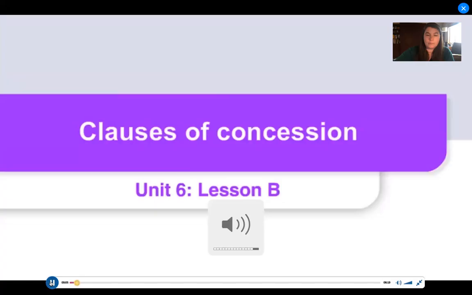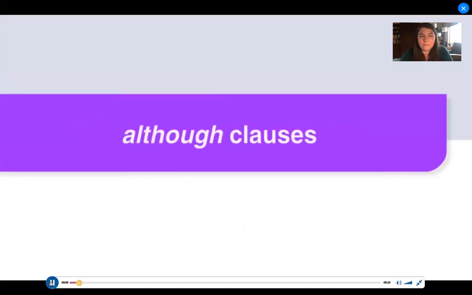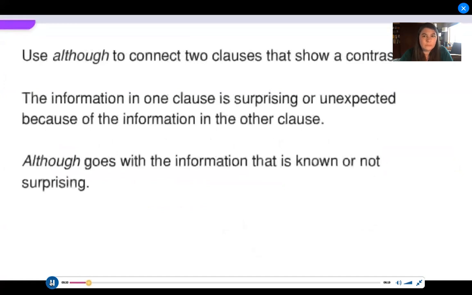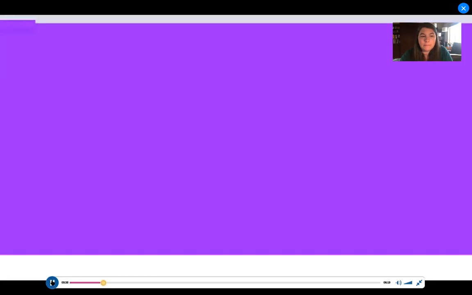Unit 6, Lesson B. Clauses of concession. Although clauses. Watch and listen. Use although to connect two clauses that show a contrast. The information in one clause is surprising or unexpected because of the information in the other clause. Although goes with the information that is known or not surprising. This is important to remember. We use although with the part we already understand. Okay, let's look at that in these examples.